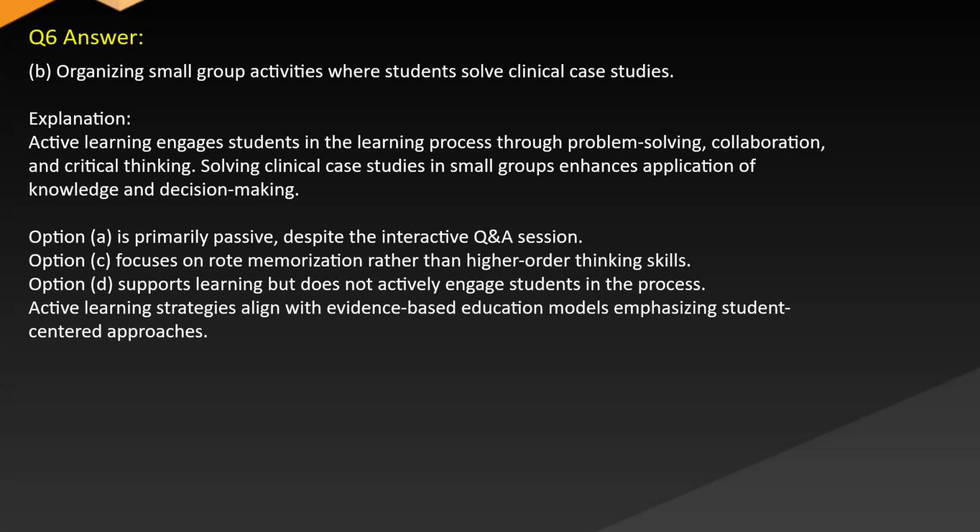Option A is primarily passive, despite the interactive Q&A session. Option C focuses on rote memorization rather than higher order thinking skills. Option D supports learning but does not actively engage students in the process. Active learning strategies align with evidence-based education models emphasizing student-centered approaches.